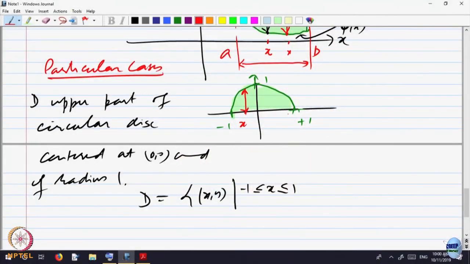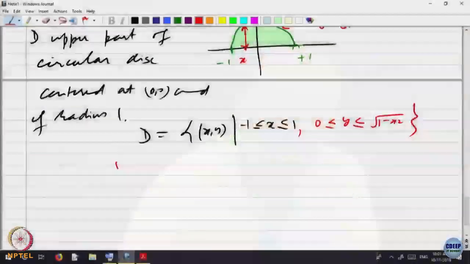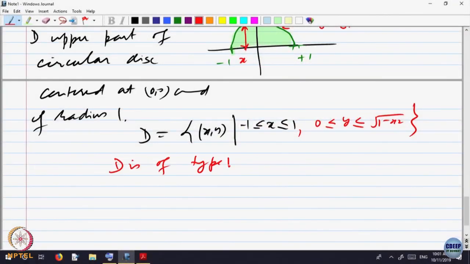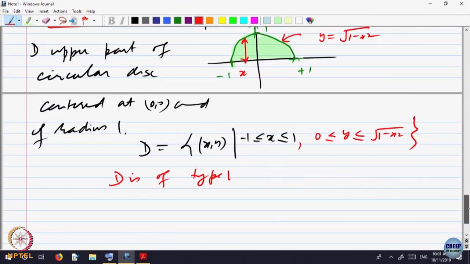So, where does it start? It starts on the x axis. So, y lies between 0, right? And where does it go? This part. So, what is the equation of this part? The equation of the circle is x square plus y square equal to 1. We want to express y in terms of x. So, y square is equal to 1 minus x square, but the upper part of the circle. So, y is equal to the positive square root of 1 minus x square. So, y is less than or equal to square root of 1 minus x square. So, this domain I can describe like this, right. So, D is of type 1.